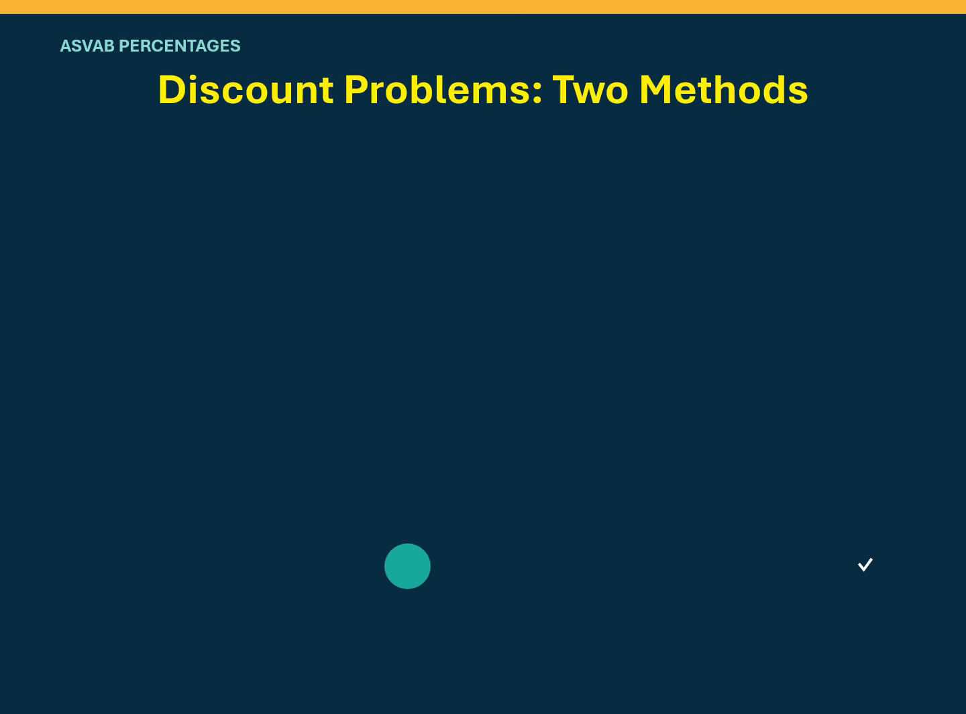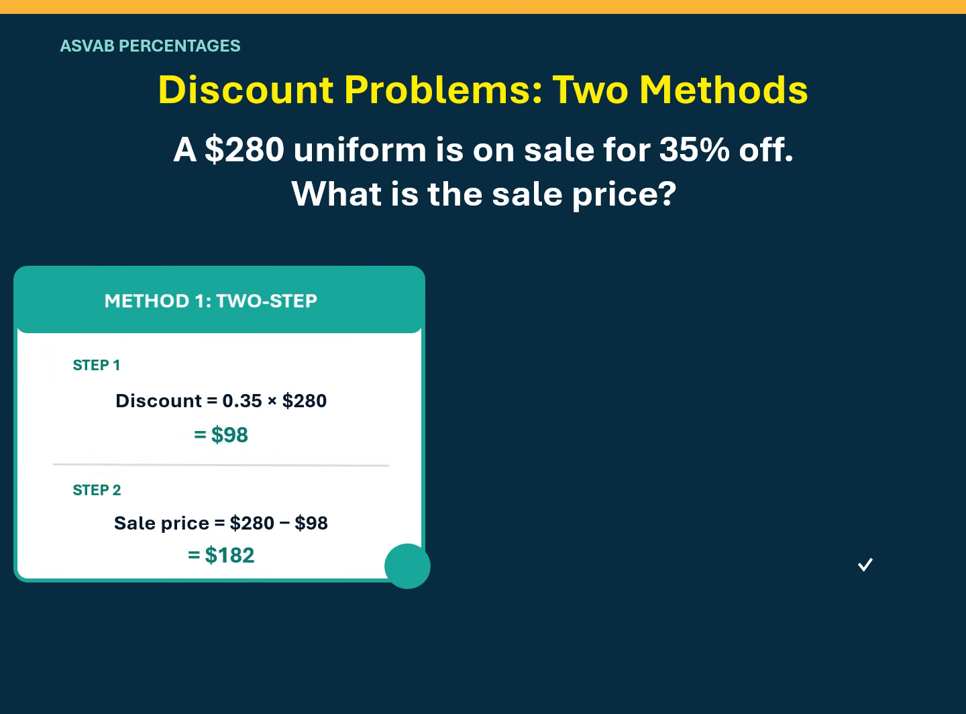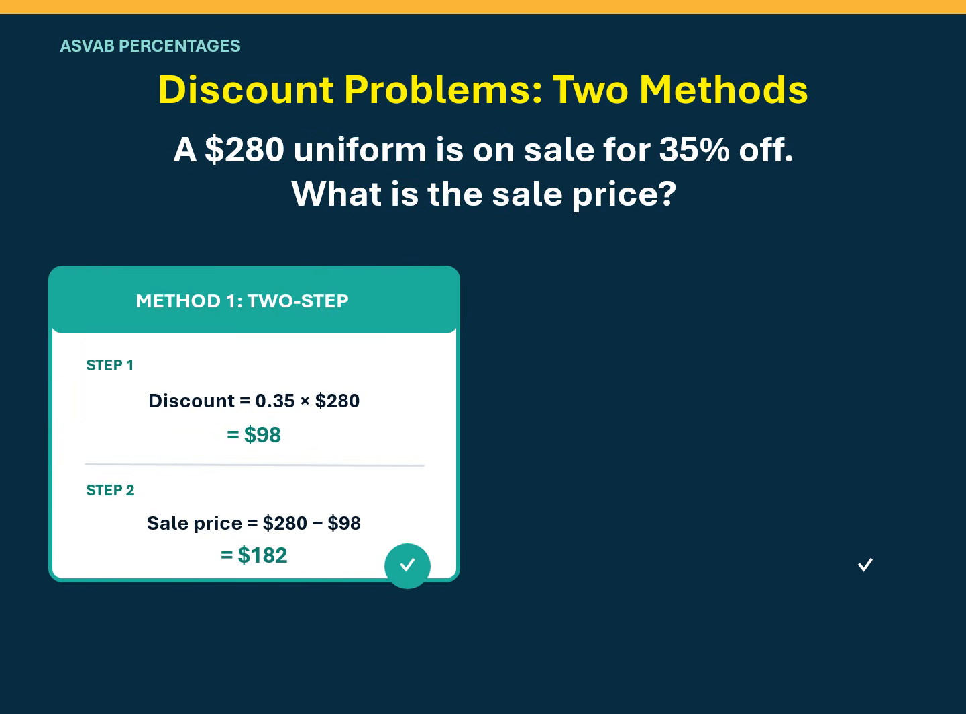Two methods for discount problems. A $280 uniform is 35% off. What is the sale price? The first method, two steps. First step, find the discount. 0.35 times 280. It is $98. Second, subtract 280 minus $98. It is $182, the answer.